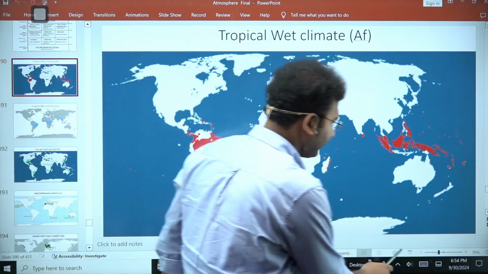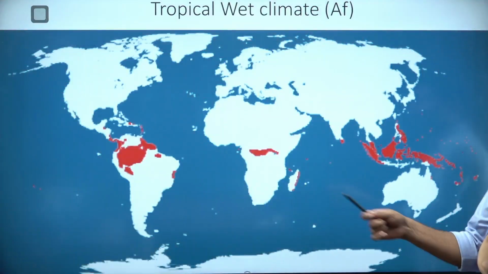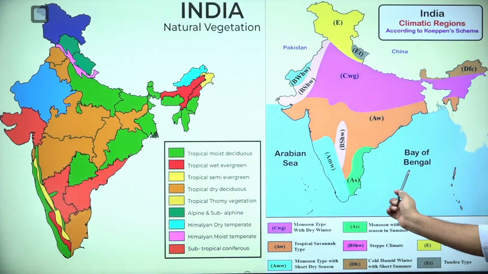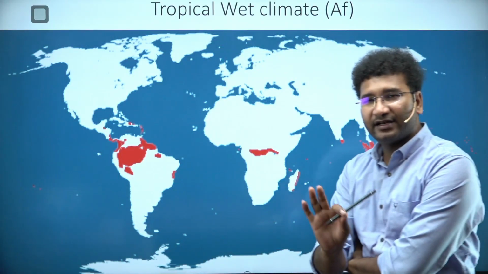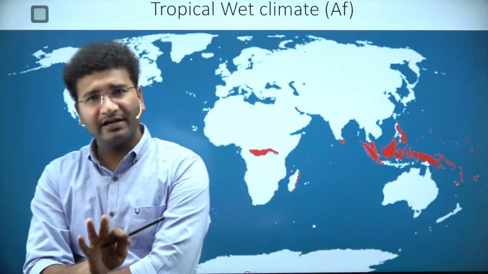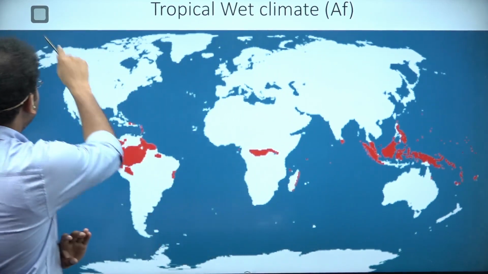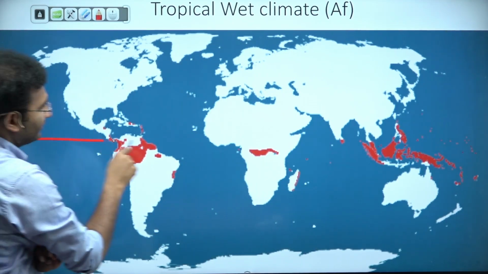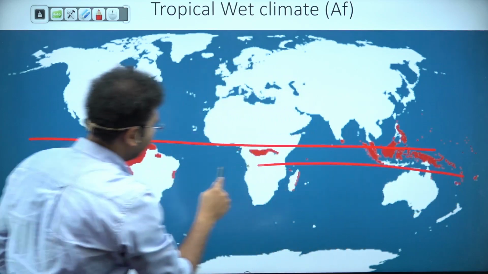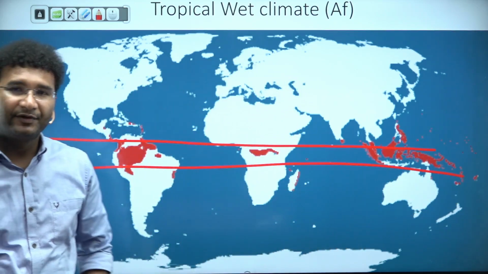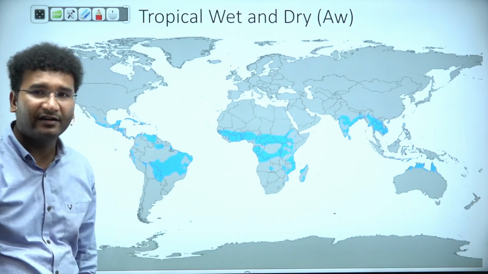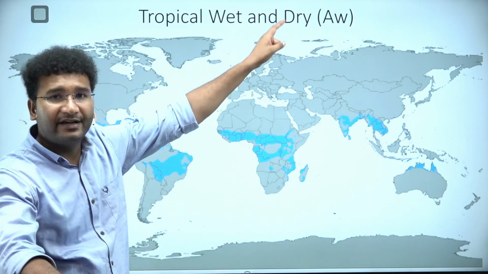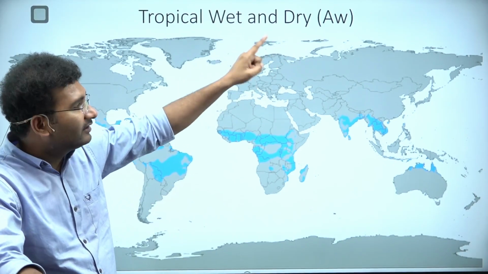Where is the Af type of climate found? Af means it is the region where temperature is greater than 18 degrees Celsius. A means it is greater than 18 degrees Celsius. So this temperature, you'll get in the equatorial region, right? Equatorial rainforest. Now let me show you the next type, tropical wet and dry type. That is Aw. Tropical, wet and dry.